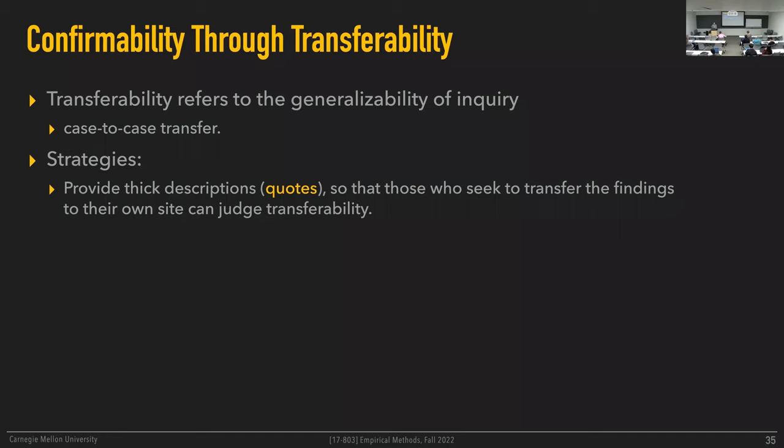And one strategy to increase transferability is to provide thick descriptions, good quotes, to back up all of the summary interpretations you're making in your write-up. That way, whoever's thinking about transferring and generalizing your findings to a different context can not only see your summary interpretations and themes, but also the raw verbatim quotes from your very participants supporting the points you're making, and can therefore reason more directly whether similar things are applicable in the other context. So always support your write-ups with good illustrative quotes so that people can judge better whether those findings might generalize to a different setting.